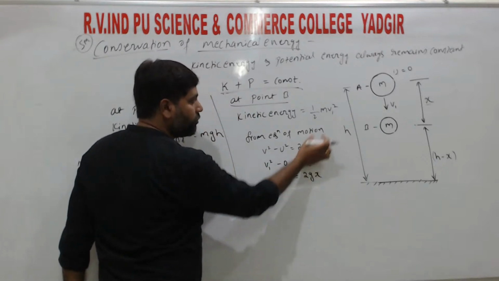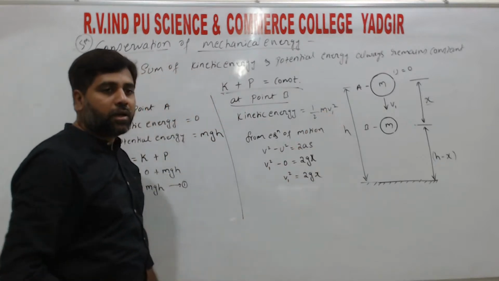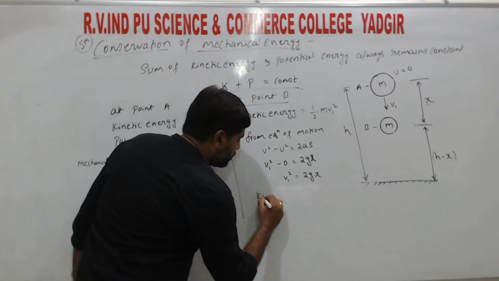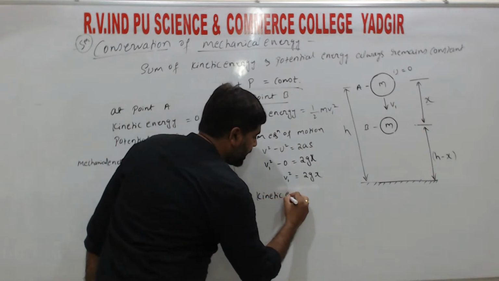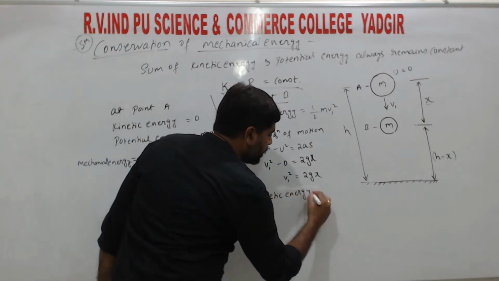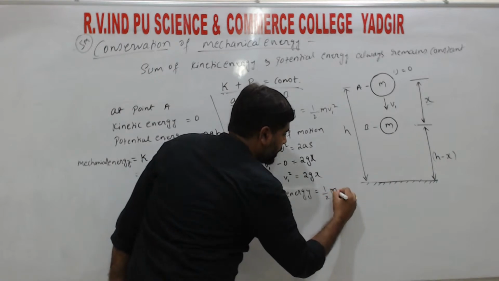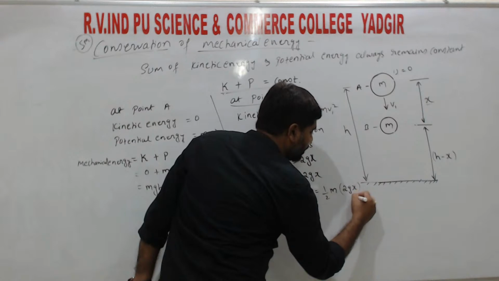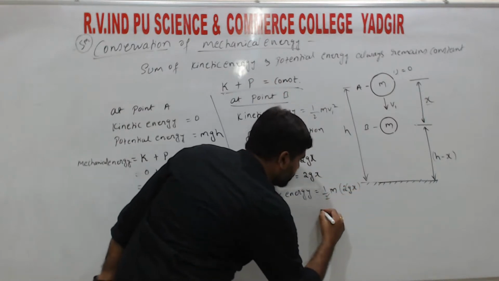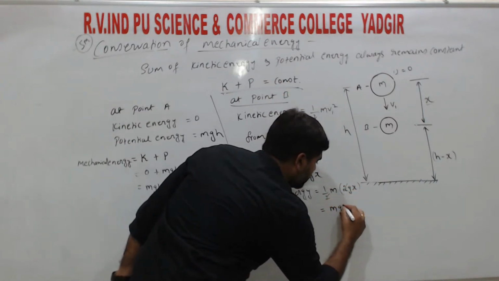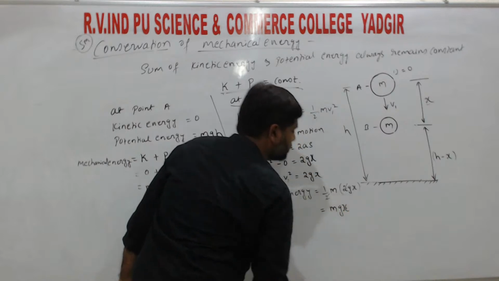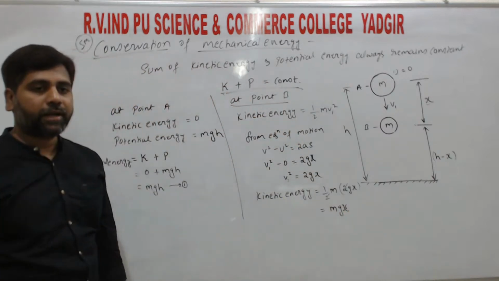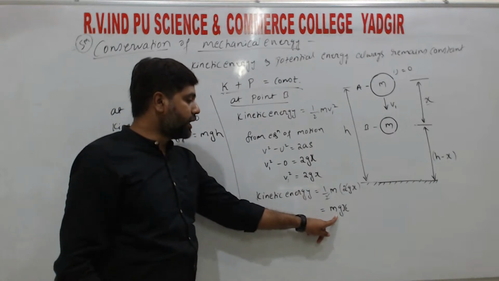So substitute the v1 value into the kinetic energy, right? Kinetic energy equals half m. In place of v1 square you can substitute 2gx. So the 2 cancels, and the kinetic energy value becomes mgx, right? So this is the kinetic energy.